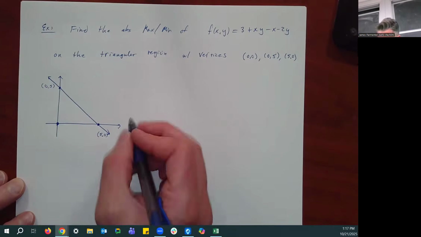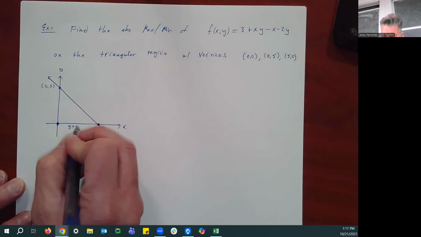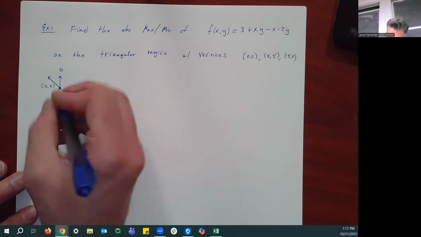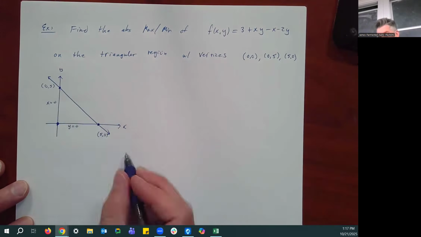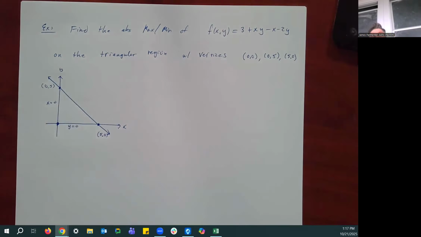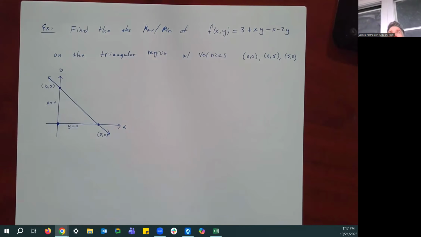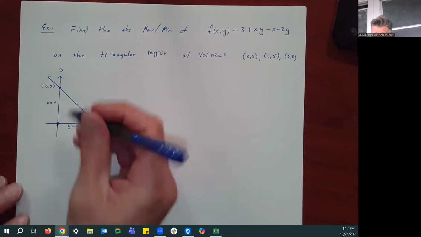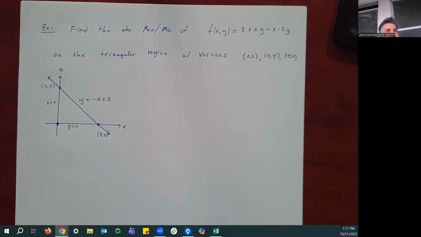So this bottom boundary here on the x-axis, this boundary is the line y equal to 0. And on the y-axis, this boundary is the line x equal to 0. And this boundary is actually a line whose equation we need to find, but it's not that hard because from 0, 5 to 5, 0, I'm going over 5 and down 5. My slope is -1. My y-intercept is +5. The equation of this line is y equals -x plus 5.